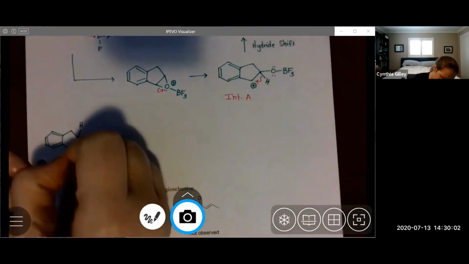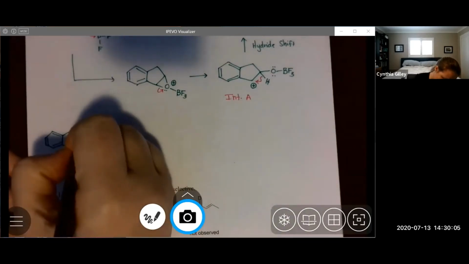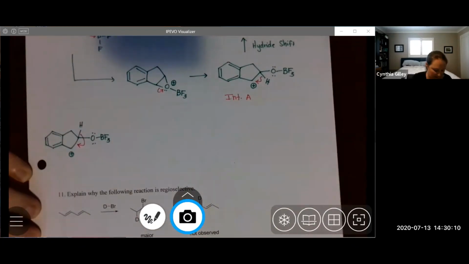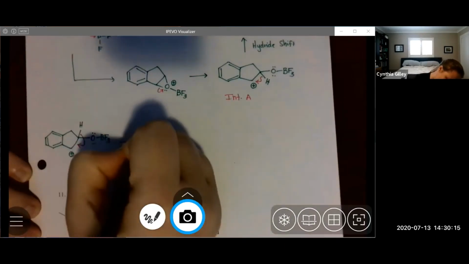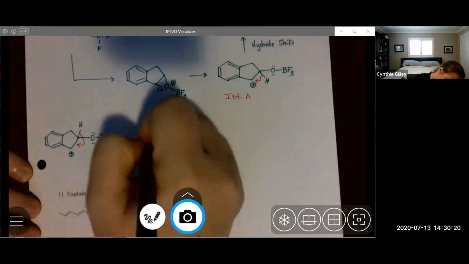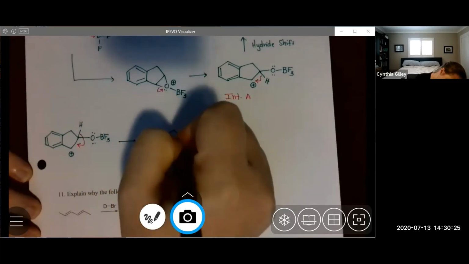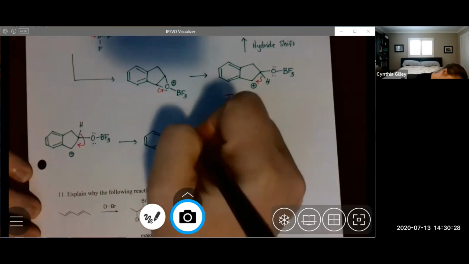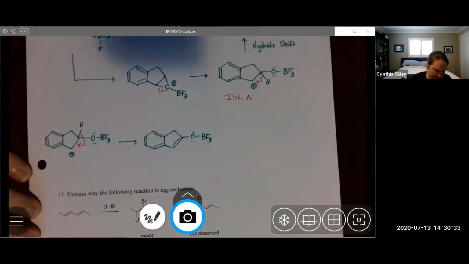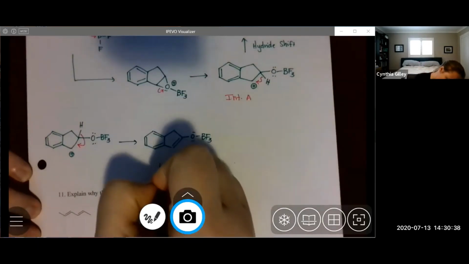And we're not really sure exactly what the base is. There may be water present or some other base. Perhaps a base comes and takes that proton, and electrons shift to form a pi bond. So think of this as a deprotonation step. That would give us an alkene.